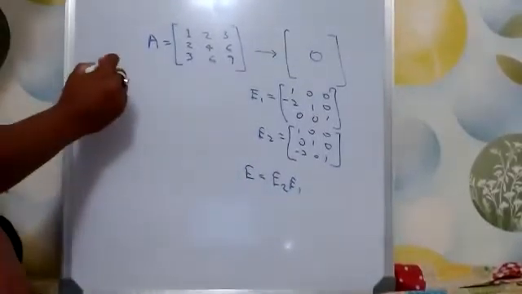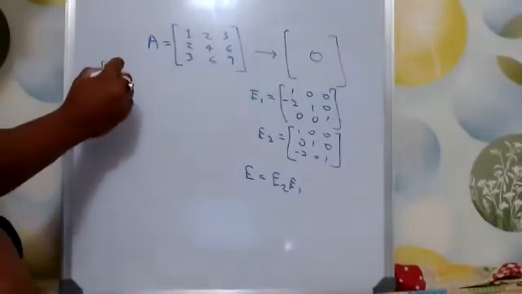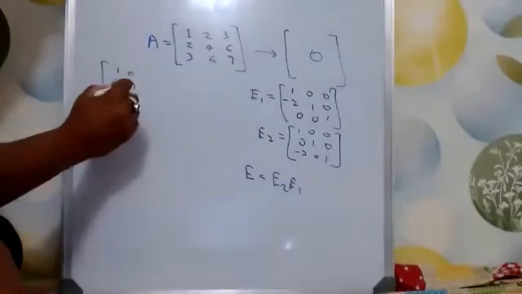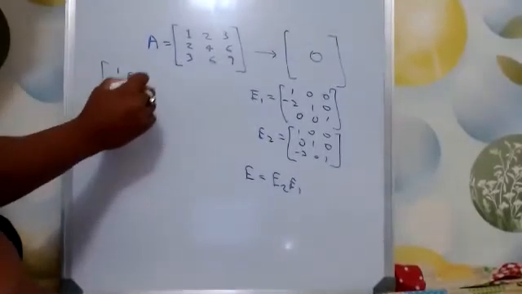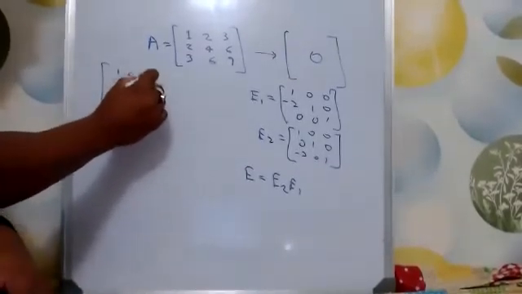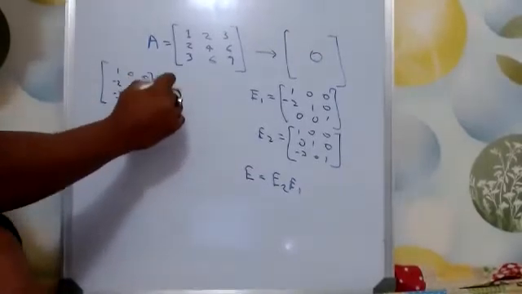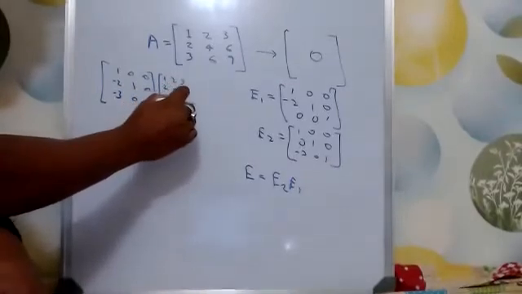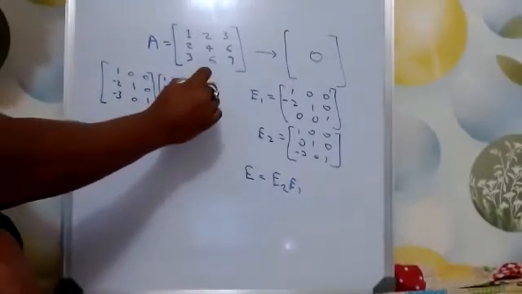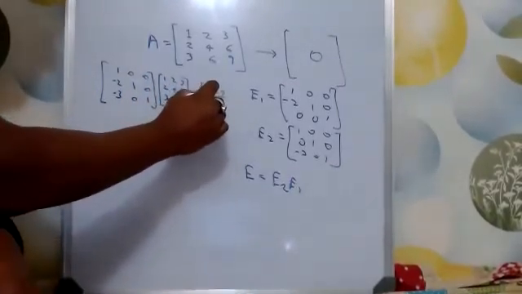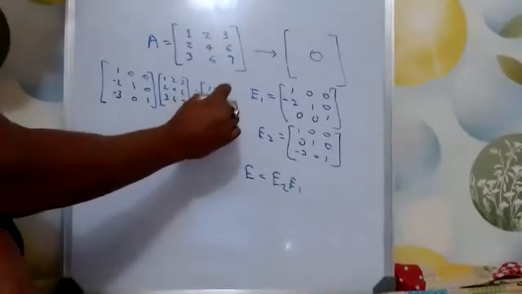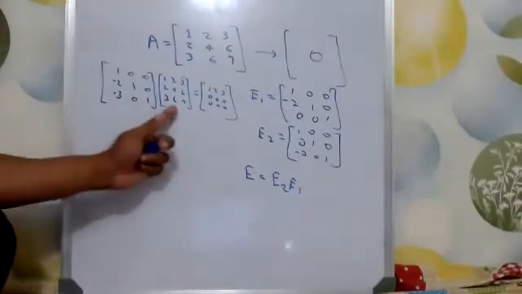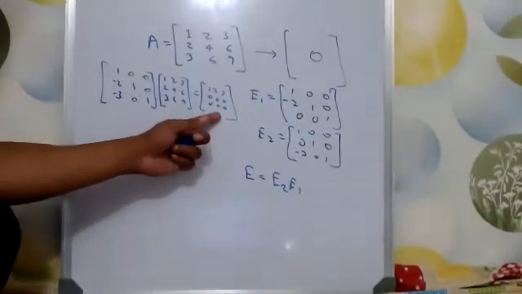Finally, we get this. E is [1, -2, -3; 0, 1, 0; 0, 0, 1]. This is E multiplied by A, [1 2 3; 2 4 6; 3 6 9], which is equal to [1 2 3; 0 0 0; 0 0 0]. So this is my final thing, right? So this matrix, if multiplied with this, we get 2 rows as 0.